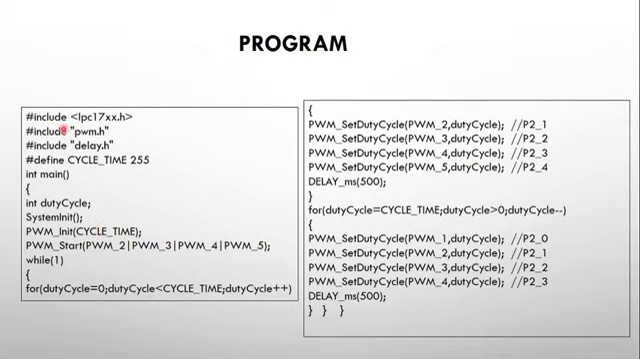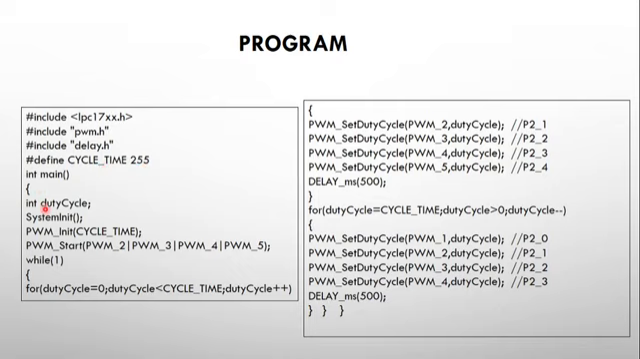Coming to the program, we initially start with the header files. So we have #include lpc17xx.h, and we use pwm.h and delay.h. delay.h is for having a time delay between increasing the brightness and decreasing the brightness, and pwm.h is the header file for the pulse width modulation. This is controlled by using 8 bits. So we first define the cycle time to be 256. So it is 0 to 255, and the maximum cycle time value is 255.